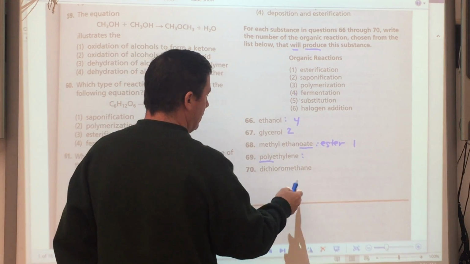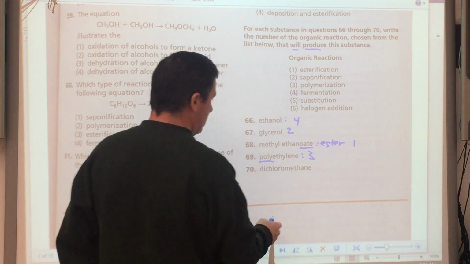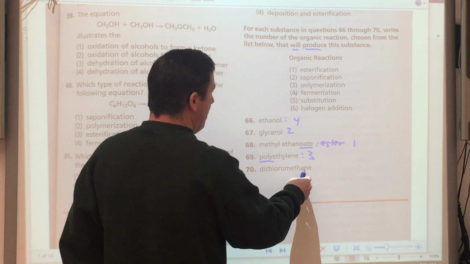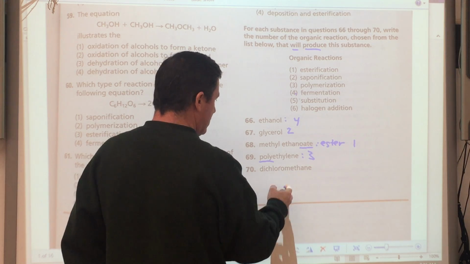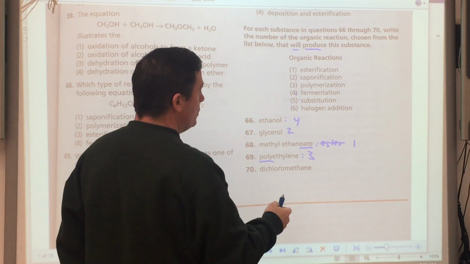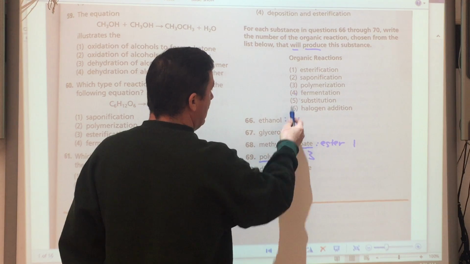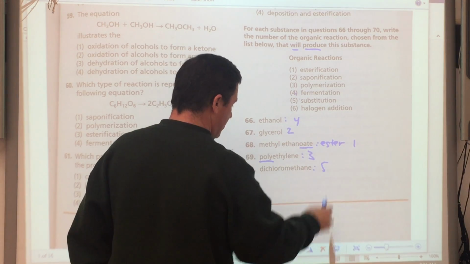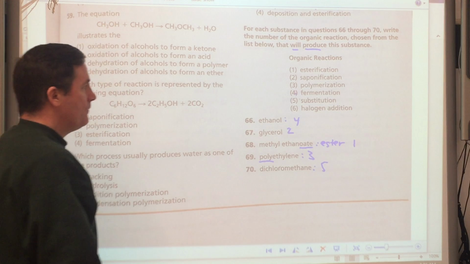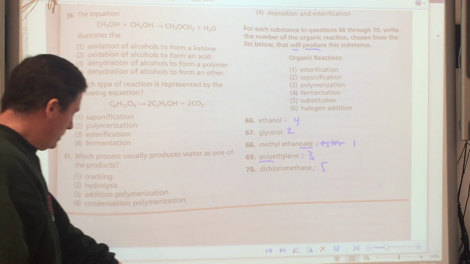Poly is the product of polymerization. So that's 3. And dichloromethane, well, if it's dichloromethane, it's either going to be a substitution or an addition. In this case, I don't have an addition as one of my choices, so it's got to be 5. Okay?